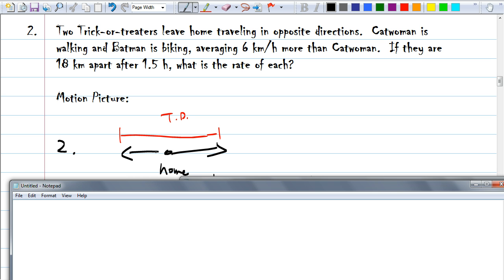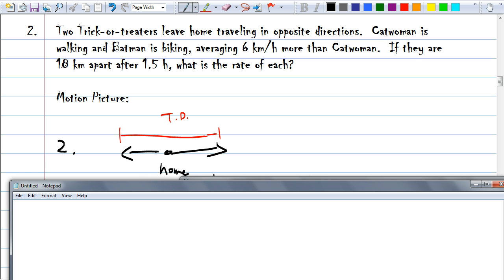Does that make sense? Don't we already know how fast Batman is going? It looks like it's going 6 kilometers per hour. No, that's how you get it wrong. Why is that not the case? Yes, Samuel? More than Catwoman. So whatever the Catwoman is, you add 6 kilometers an hour to that. Does that make sense? So can you all declare your variable?